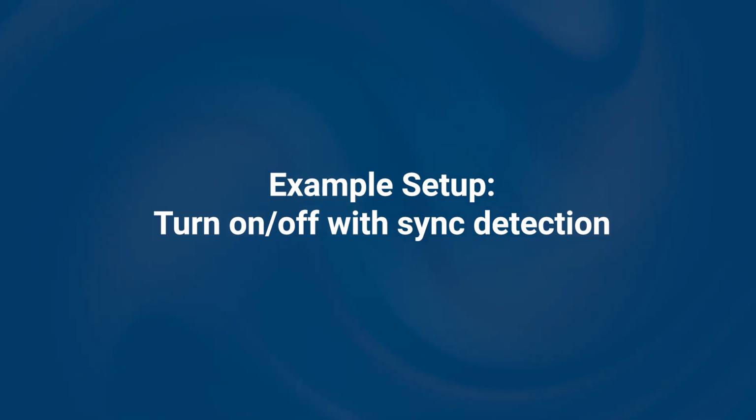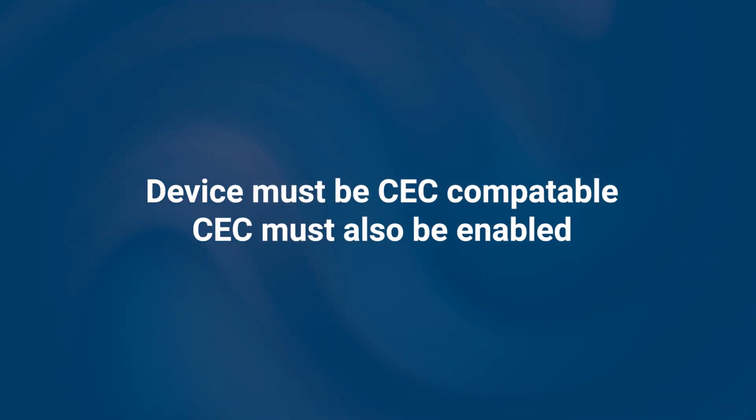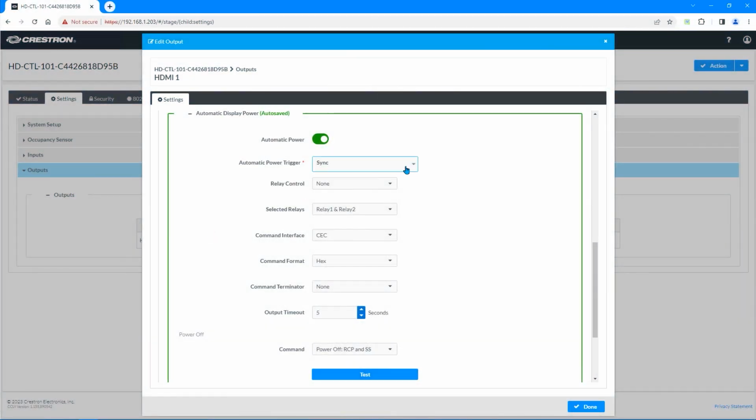Let's configure the device in this example to turn on the display when sync is detected and power off when no sync is detected. Note that you must have a CEC compatible display and CEC must be enabled on the display for this to work. For automatic power trigger, notice we can use several different states to trigger the display to turn on. Both the occupancy and schedule options can be configured in the Actions menu.